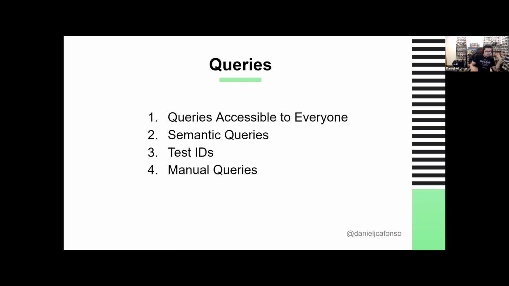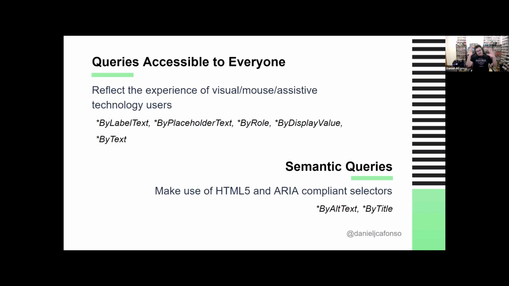What query do I need to use? Okay, let's start with queries that are accessible to everyone. If these don't work, then let's go to semantic queries. If semantic queries don't work, then let's go to test IDs. All these queries are of a specific family because these families are the ones that define accessibility per se. So how would this work? You would pick the variant, query by, get by, or find by, and then append the family.